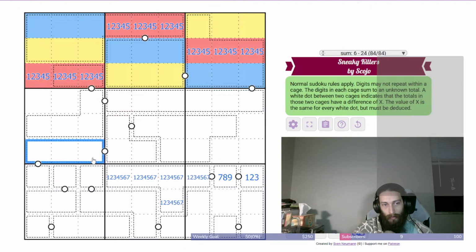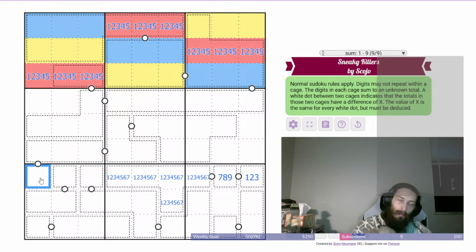This is minimum 7, since red sums to 6, 7, or 8. Yeah. The single would be minimum 1 plus 6 would be minimum 7. Right. Which means that this must be smaller than this. Because it's not possible for this to be greater than that. Right.